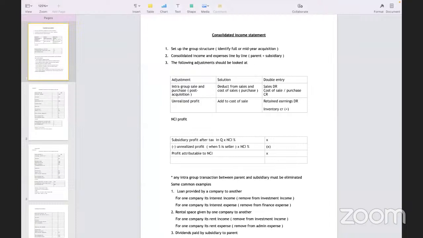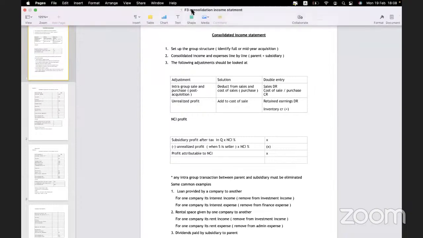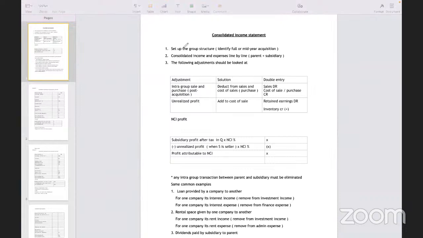Now, guys, to be very frank, when compared to the SOFP, the income statement is quite easy. It's very straightforward because you can get a maximum of 2 or 3 adjustments only. So I will teach you the basics of the consolidated income statement, but what we will do is quickly run through these adjustments.